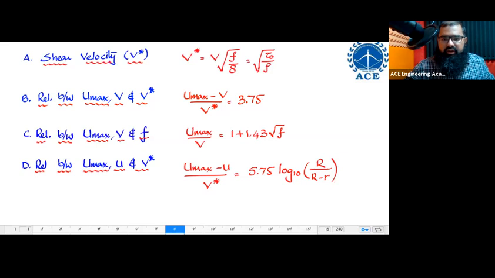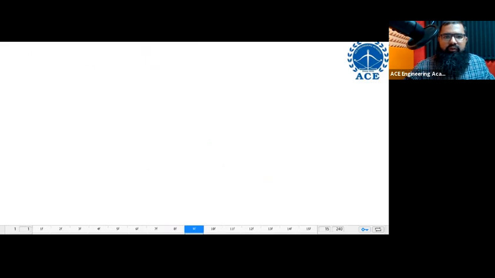After having discussed the concept of velocity profile along with the formulas of velocity, we are now moving forward to discuss the concept of something known as shear stress profile. The next concept is shear stress profile in turbulent flow.